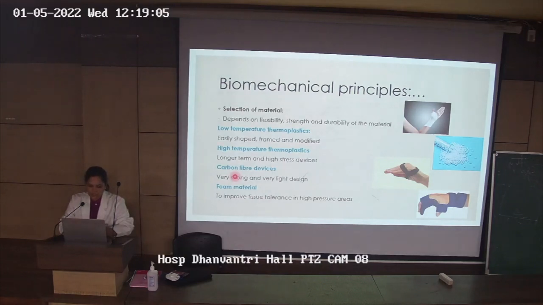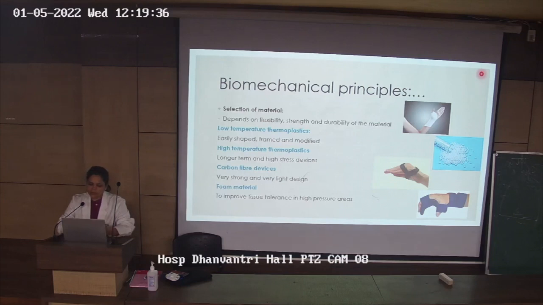and easily reshaped. Okay, and then the other one, with the small granules you can see, is polyethylene. It is the high temperature thermoplastic, which is for longer term and which has tolerance for high stresses. Then the third one is the carbon fiber device, which is a recent new addition to the list of materials. It is very strong as well as very light, but repeated changes and reformation of the orthosis are difficult with carbon.